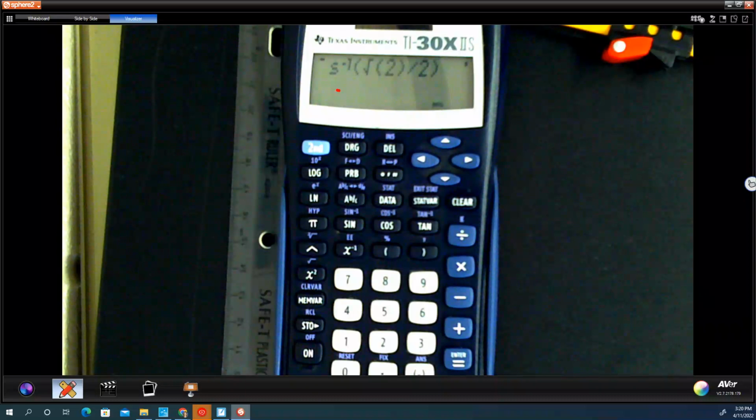Hit enter. Did you type in exactly like me? With the parentheses? Oh. 45 degrees. It'll tell you the angle that gives you that ratio.